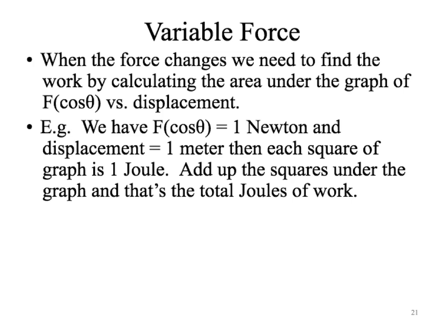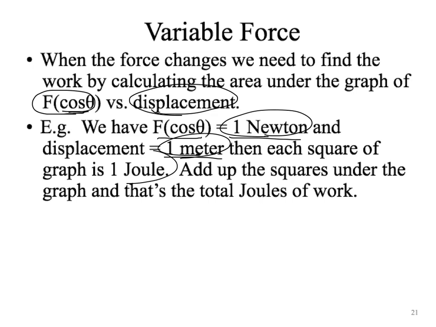When our force changes, because we've talked about a constant force and then we multiply by distance to get work, but if our force changes, what we have to do is graph force, and I do include the cosine there because of course we just want the parallel part. We graph that on the y-axis and distance on the x-axis. Let's say for instance the F cosine theta is 1 Newton and displacement is 1 meter, then every square under the graph would be 1 joule, because we do 1 Newton times 1 meter, and that would be a joule.